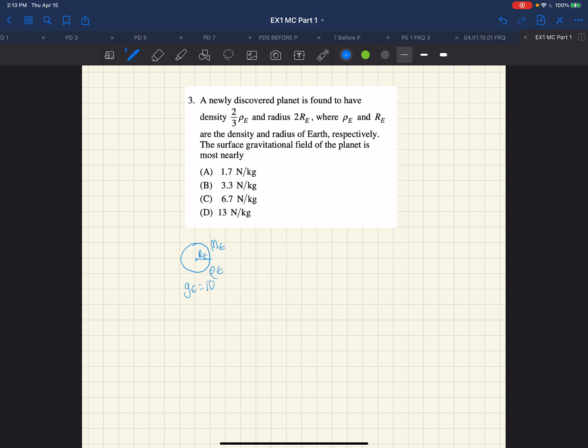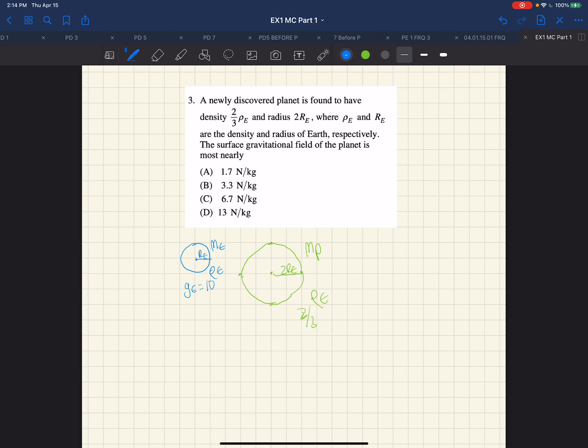The new planet has a radius twice as large. So its radius is 2RE. Its mass is the mass of the planet. Its density is 2/3 rho E.